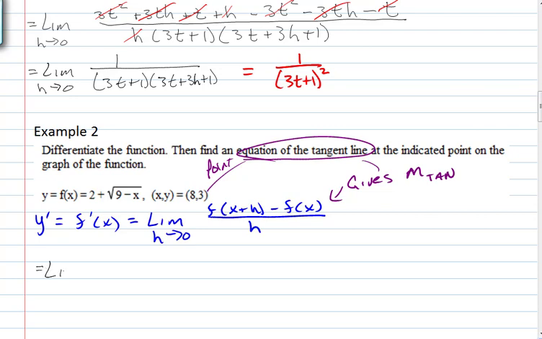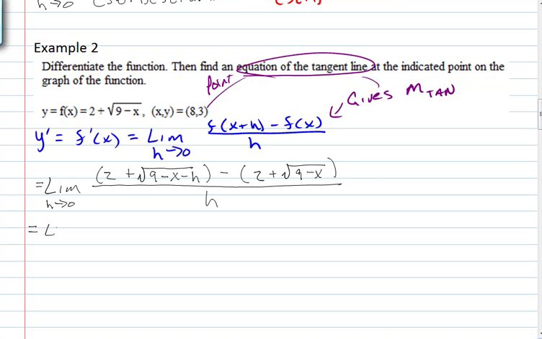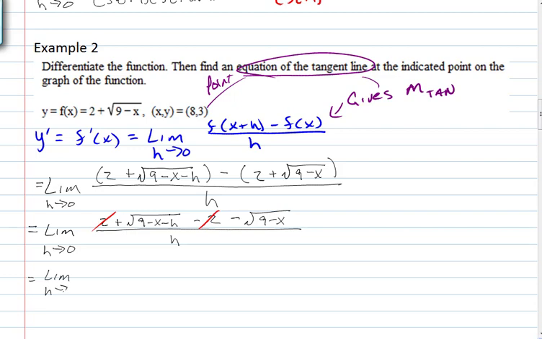This is going to be the limit as h approaches 0 of 2 plus the square root of 9 minus x minus h, because you got to distribute that negative, minus 2 plus the square root of 9 minus x all over h. Distribute the negative, and we end up with the limit as h approaches 0 of 2 plus the square root of 9 minus x minus h minus 2 minus the square root of 9 minus x all over h. Do we have like terms that'll cancel out? Just the 2 and the negative 2, right? So that's going to leave us the limit as h approaches 0 of the square root of 9 minus x minus h minus the square root of 9 minus x all over h.